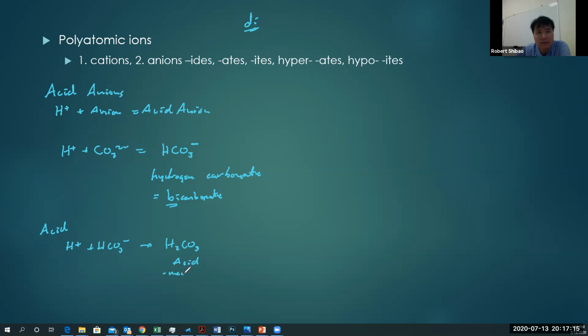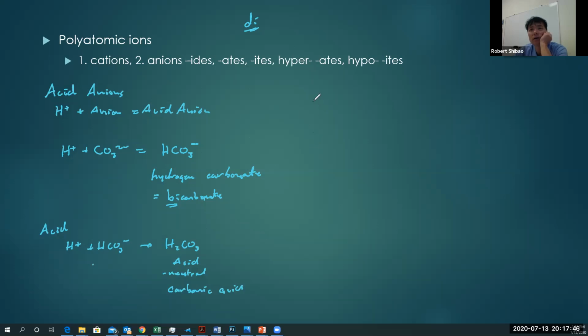Acid anions are going to have a negative charge. Neutral. This is called carbonic acid. And so acids, I'll talk more about the names of the acids later. But we'll look at them. And so this is not an acid anion. We're looking at acid anions right now.